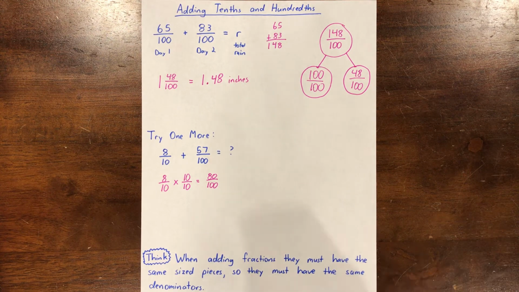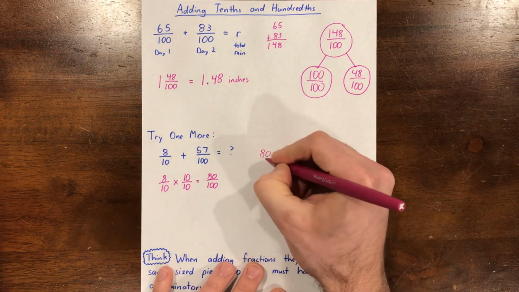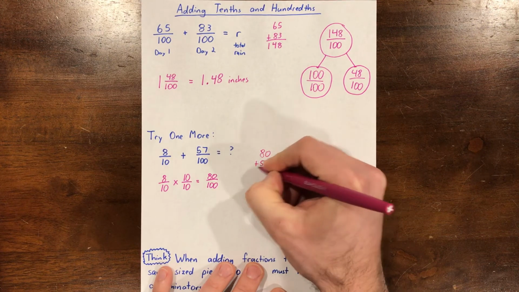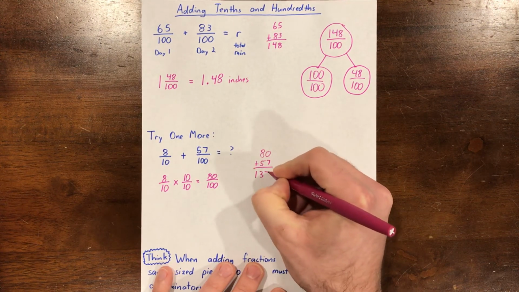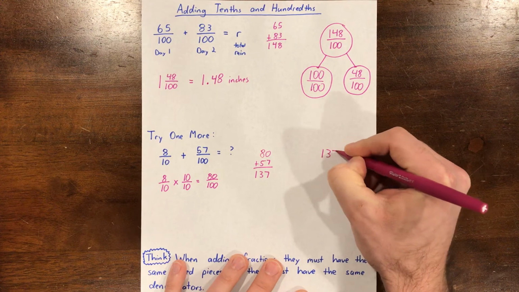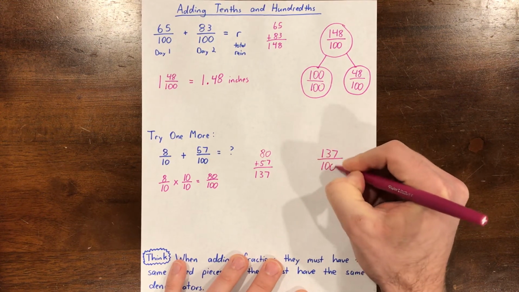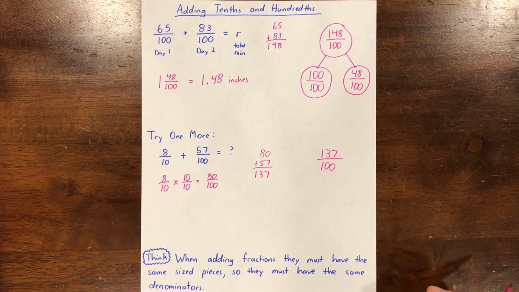Okay, so we take 80 plus 57, and we get 137, right? So we have 137 hundredths. Great. All done? Why or why not? Say it out loud.